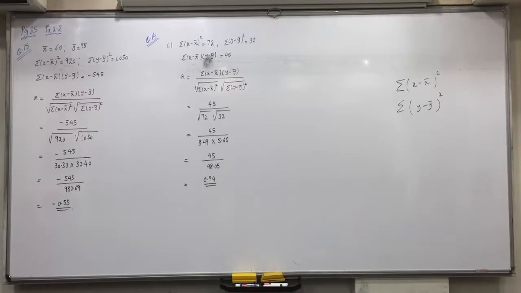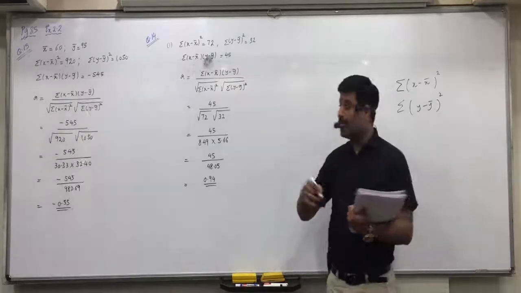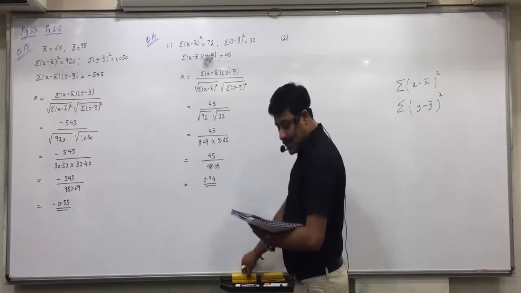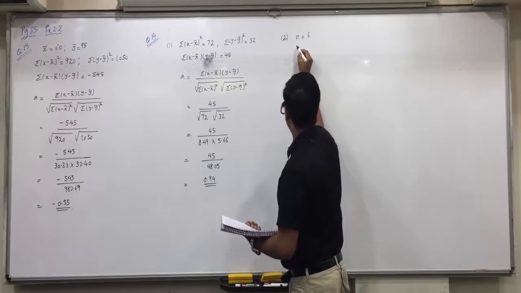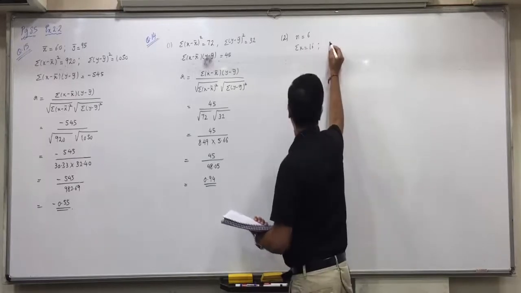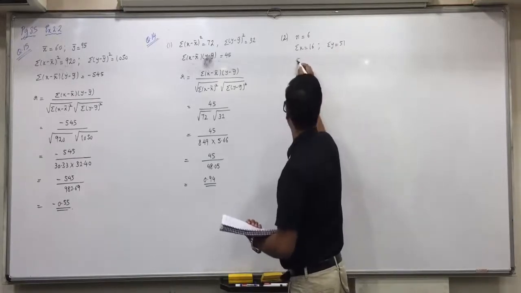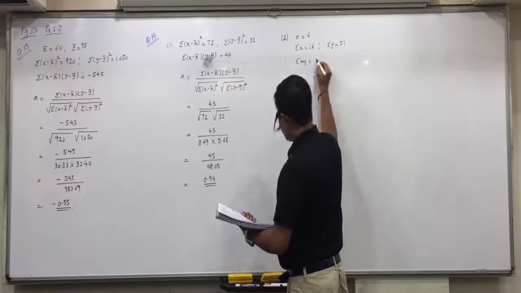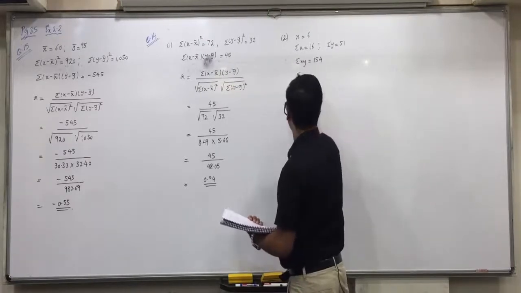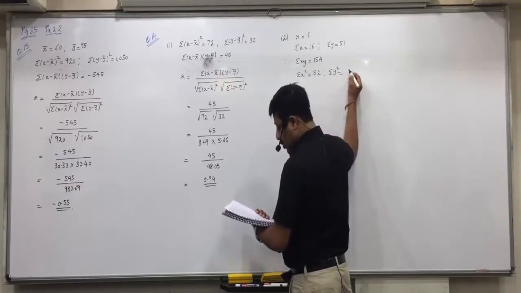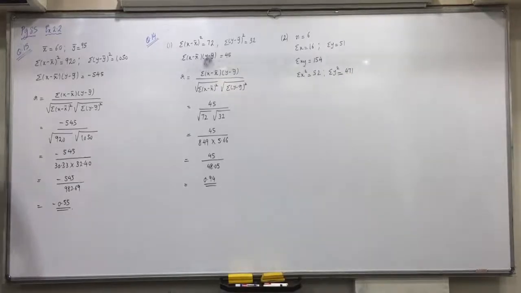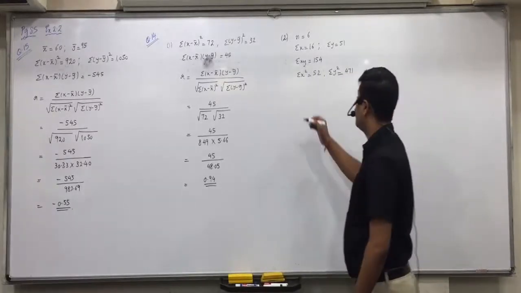Look at sub question 2. Tell me which formula will be used. Raise your hand. Fourth formula, which we practiced yesterday. All of you write down the information given. n is equal to 6, sigma x equals 16, sigma y equals 51, sigma xy is equal to 154, sigma x square is equal to 52, and sigma y square is equal to 471. Did everyone write this? So what is the fourth formula?